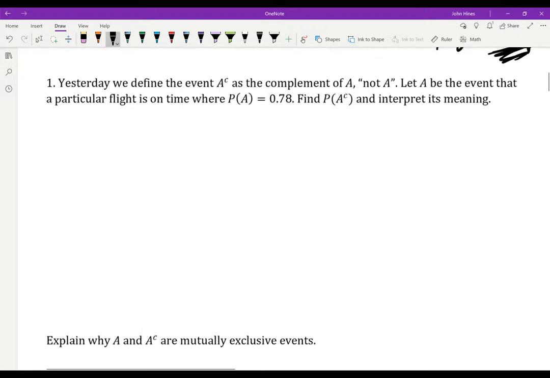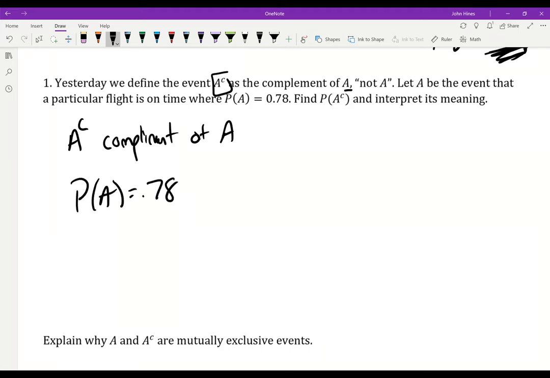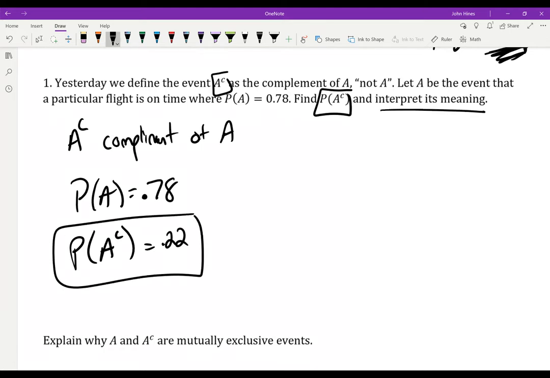So let's play around with that a little bit more. We defined what A with the little c means. This is the complement of A, which means the opposite of it. So let A be the event that a particular flight is on time, where P of A is 0.78. Well, what's P of A complement? What's the probability of not A? Well, there's a 78% chance it does occur. What's the opposite of that? 0.22. What is the meaning of this? This is the probability that a particular flight is not on time. Remember that complement there means not.